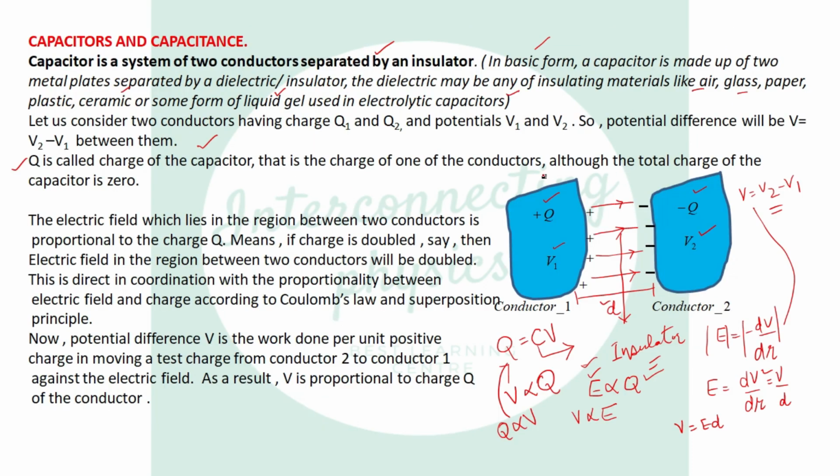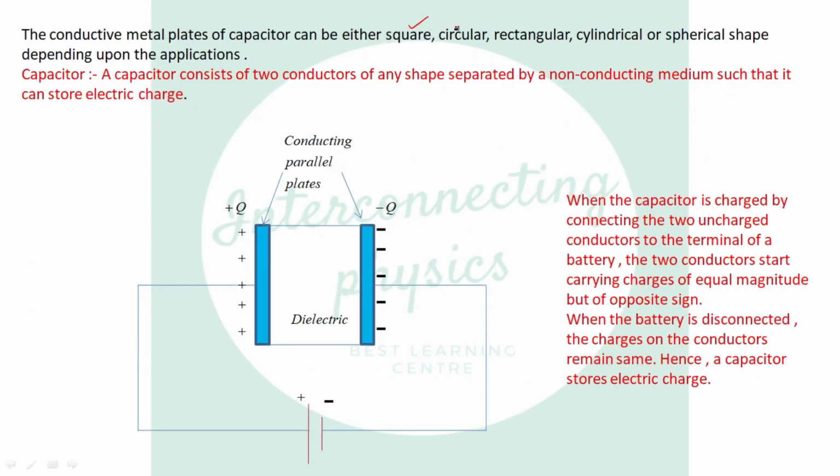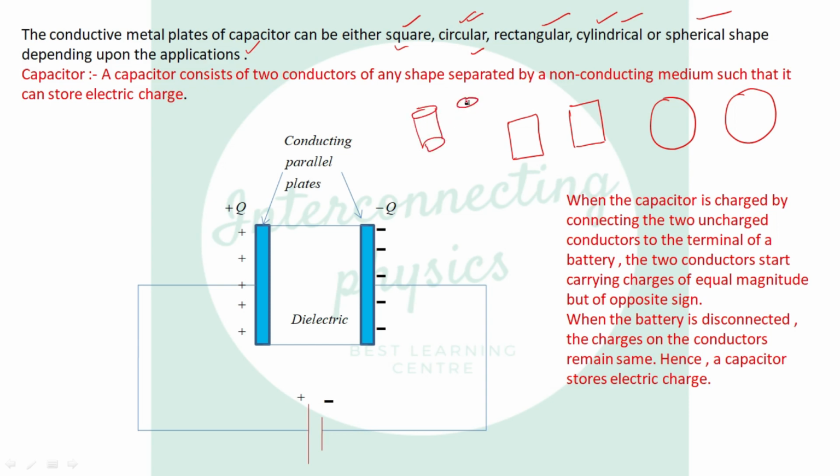The conductive metal plates of the capacitor, you see these metal plates 1 and 2, can be square, circular, rectangular, cylindrical or spherical, depending upon the application for which we are going to use the capacitor. For example, if two plates are in the form of squares, then the capacitor will be like this. If two plates are circular, then the capacitor will be like this. If two plates are cylindrical, then the capacitor will be like this. So it depends upon the applications.